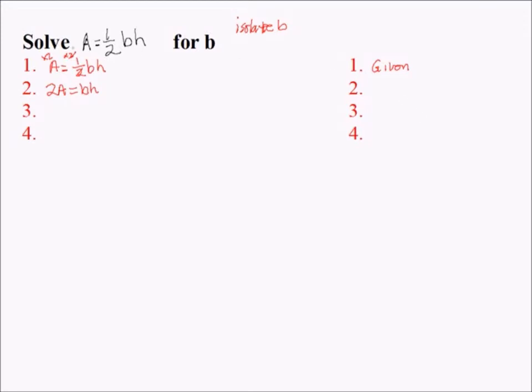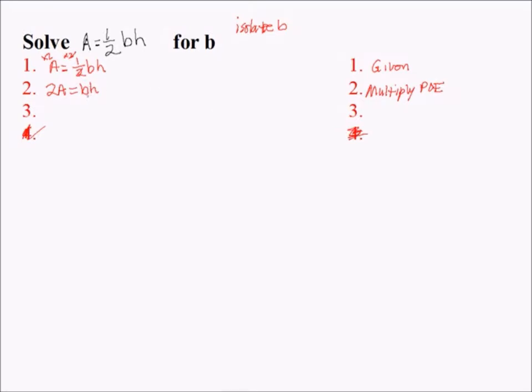And what did I do? Multiply 2 on both sides of the equal sign. So this is multiplication property of equality. So I'm going to say multiply POE. And then next, and this is the final step, so we don't need step 4 for real.